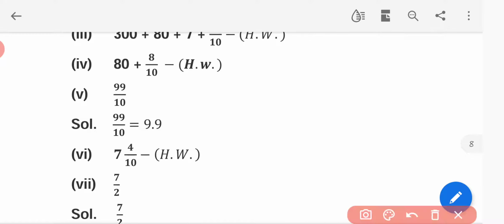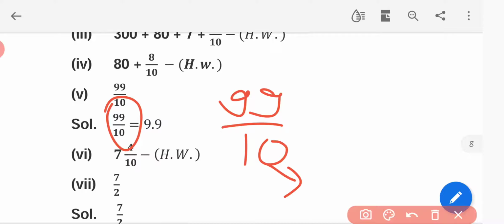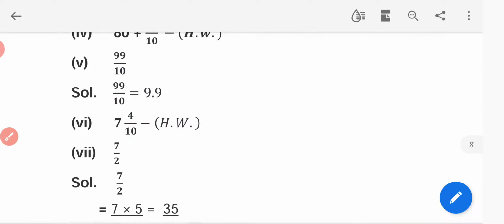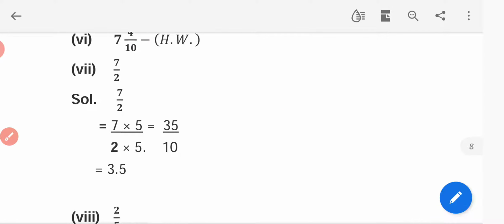Then 99 by 10. Here also again you can see only one 0. It means from the back, after how many numbers do we have to put the point? Only after one number. So 9 is one number, so 9.9. So this will be the decimal representation of any fractional number. If 10 is given, you have to put the decimal after one number only.